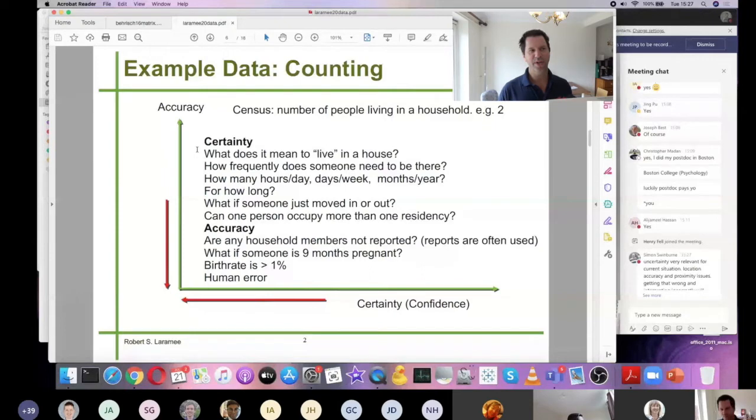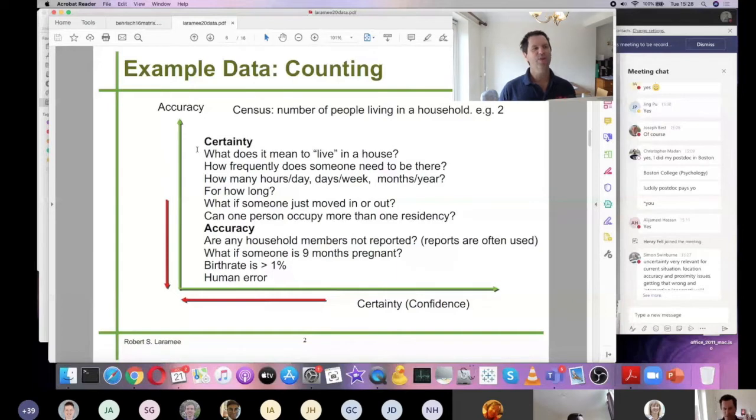Also, what if somebody has just moved in or just moved out? What is the cutoff threshold? If they moved in yesterday, do they count? If they move in that day, do they count? Or if somebody moves out on the day that the census is occurring, do they count? Which household do they fit in, right? Can one person occupy more than one residency?